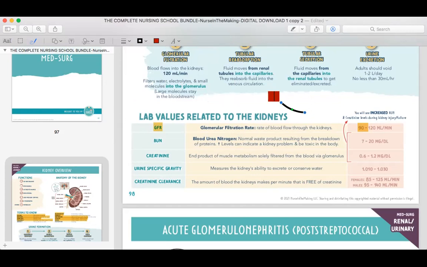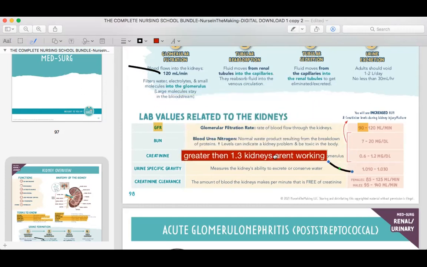Okay. 10 to 20 for BUN. The higher it is, the more dehydrated you are. Okay. Your creatinine. The way I remember it is if it's above 1.3, the kidneys aren't working. If it's greater than 1.3, kidneys aren't filtering anything out. And that's a problem because if you're taking medications, you're not able to secrete them, and you get intoxicated with the meds. So please make sure you know 1.3.